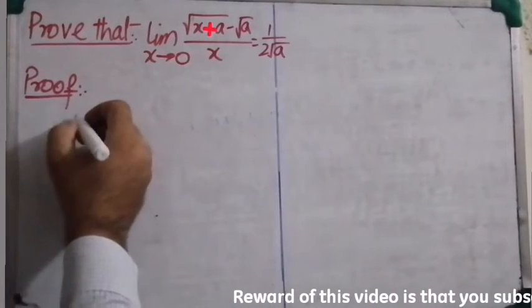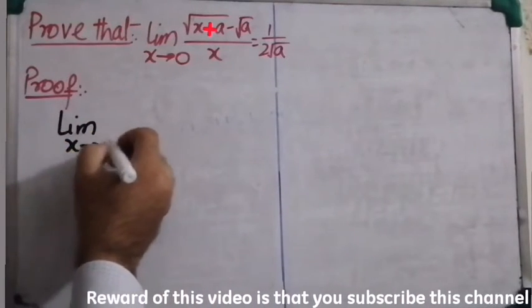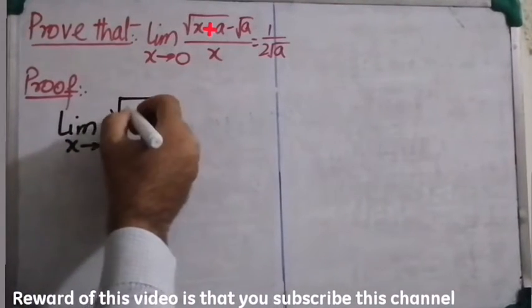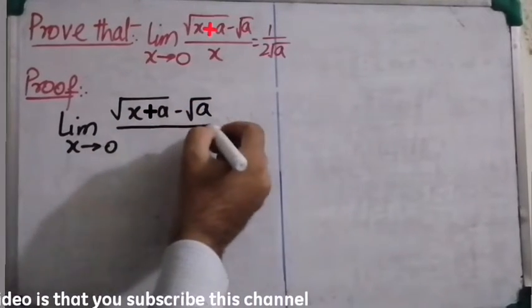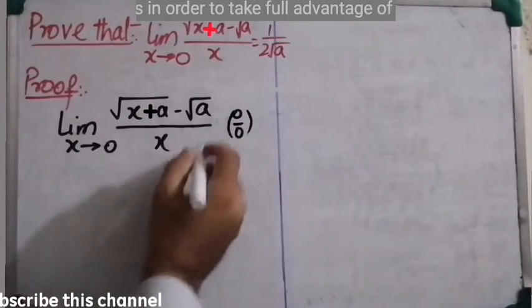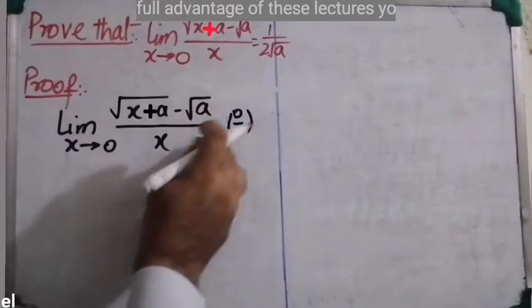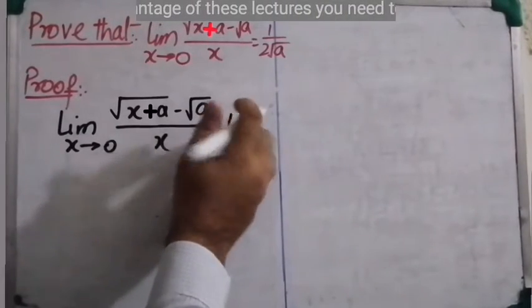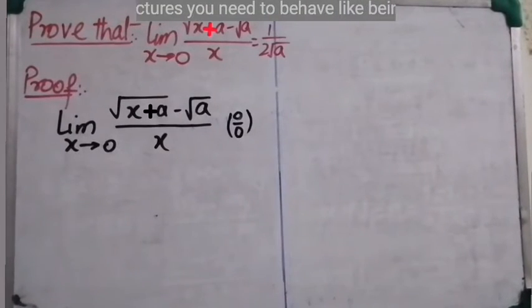First we substitute x equal to 0 and see what form it takes. Square root of (x plus a) minus square root of a, divided by x. If we substitute x equal to 0, the first value becomes square root a, and the second value is square root a. Both subtracted make 0 in the numerator. The denominator is x, which approaches 0, so the denominator is also 0.